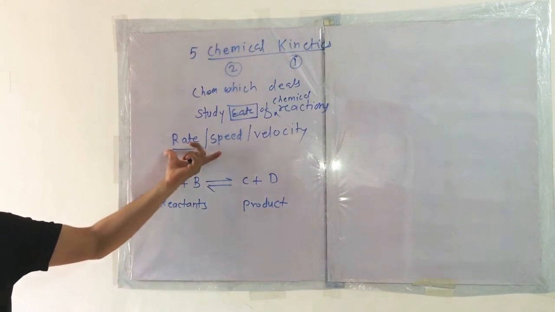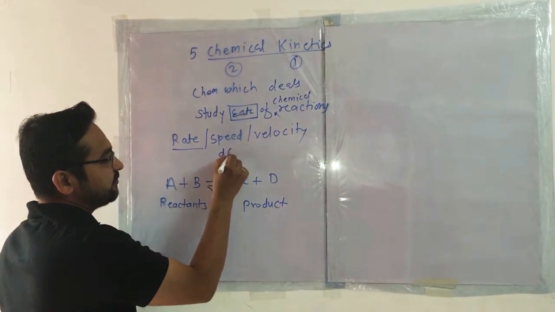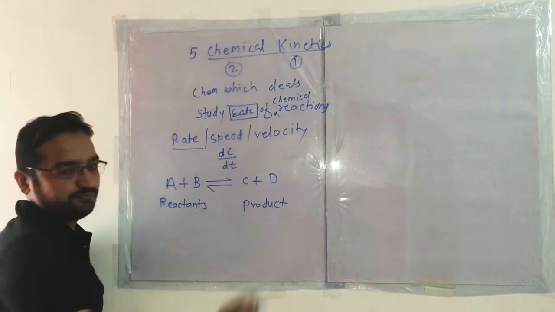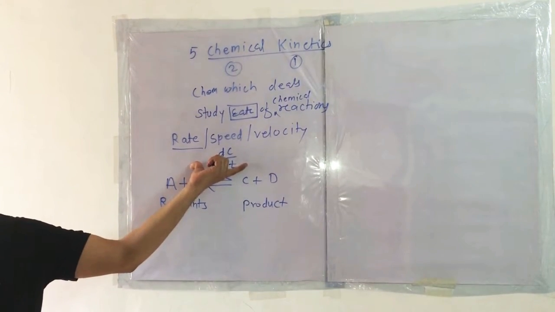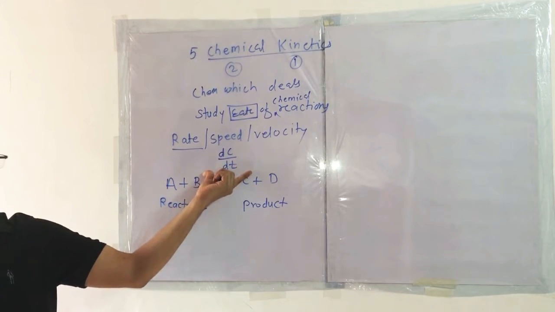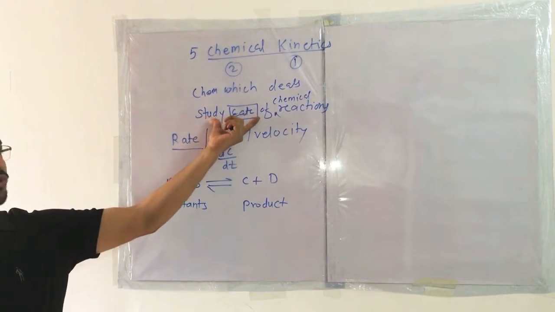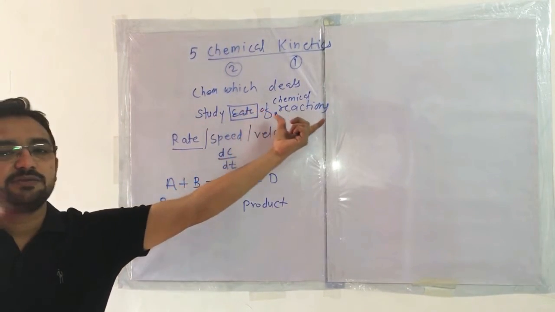So rate or speed: what is the rate? Rate is something with respect to time. Velocity, you know, is the change in distance with respect to time. But here we need to study the rate of a chemical reaction.